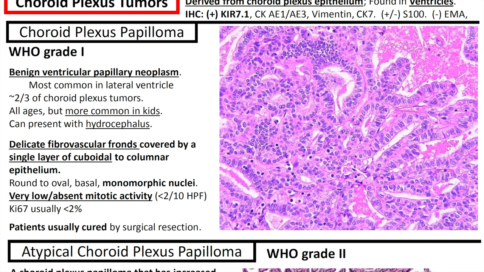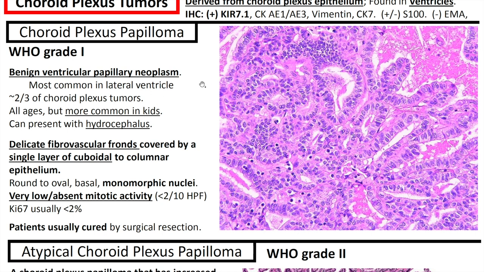So our next category is the choroid plexus tumors. These are derived from the choroid plexus epithelium, which is found in the ventricles. And for IHC, they're going to be positive for KIR7.1, CK-AE1/AE3, vimentin, CK7, plus or minus for S100, and negative for EMA.